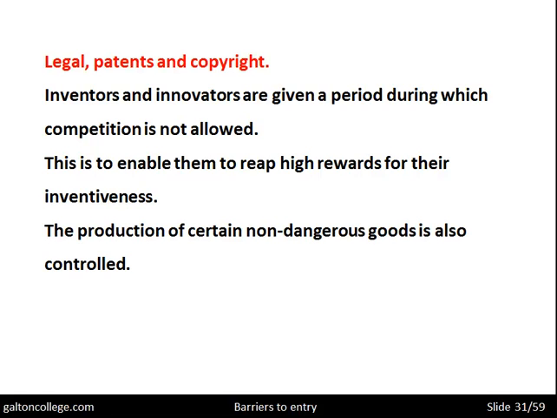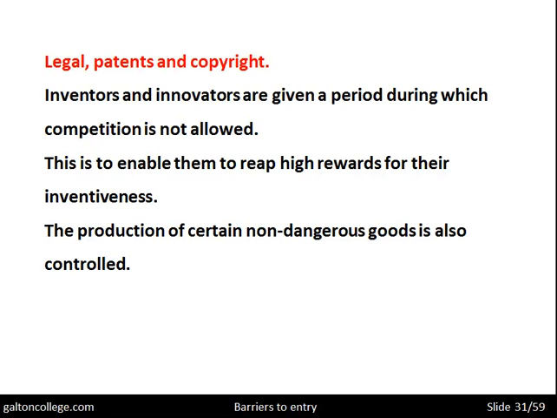The production of certain non-dangerous goods is also controlled. This is not a patent, but the production certainly of dangerous goods is controlled. For example, explosives. Companies just can't set up in business making explosives. It's too dangerous, and it has to be regulated by the authorities, by the police and by the government, and quite rightly too, because we don't want just people setting up making explosives. It's dangerous. But non-dangerous goods could also be controlled. Some may be controlled.